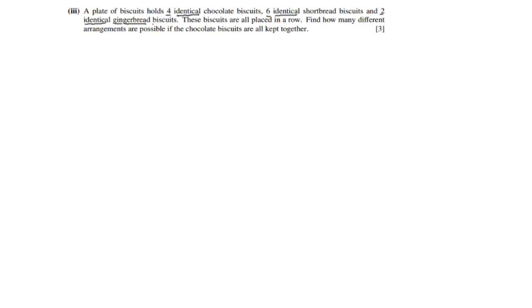So in the next one, we've got more food, only in this case you'll notice how they go out of their way to talk about how they're identical. Okay, 6 identical shortbread, 6 identical chocolate biscuits, and identical gingerbread biscuits. Okay, so they're placing them in a row, and how many different arrangements are possible?